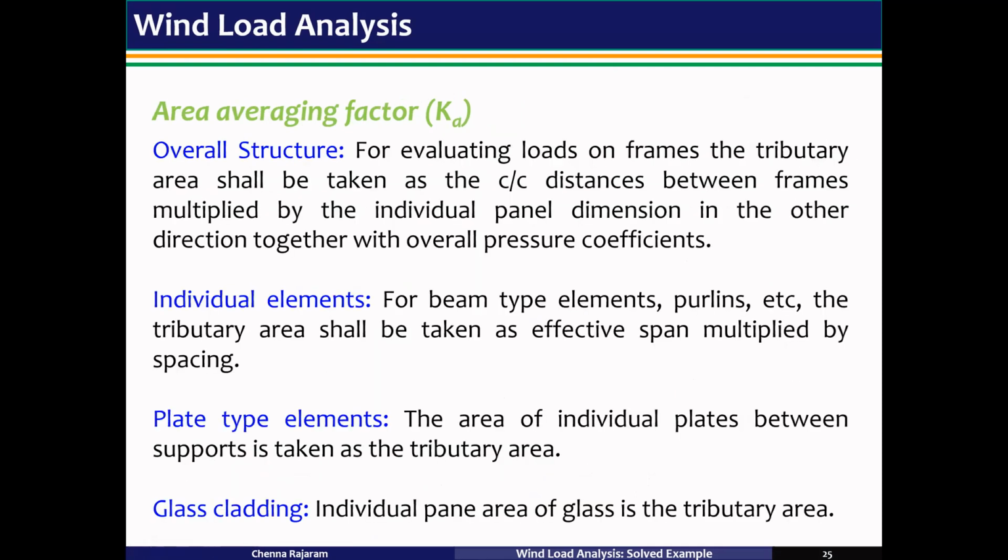Area averaging factor. So this area averaging factor is calculated for overall structure, individual elements, plate type elements, and glass cladding. For overall structures, for evaluating loads on frames, the tributary area shall be taken as the center to center distance between frames multiplied by the individual panel dimension in the other direction together with overall pressure coefficients. For individual elements, for beam type of elements, purlins, etc., the tributary area shall be taken as the effective span multiplied by the spacing. For plate type of elements, the area of individual plates between supports is taken as the tributary area. For glass cladding, individual pane area of glass is a tributary area.